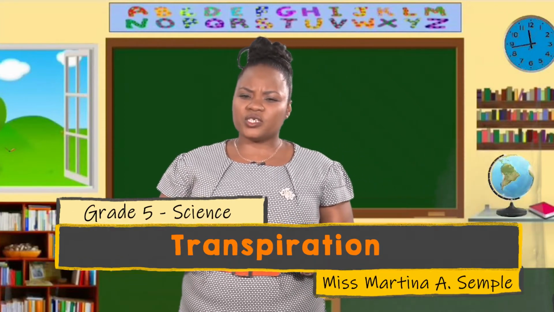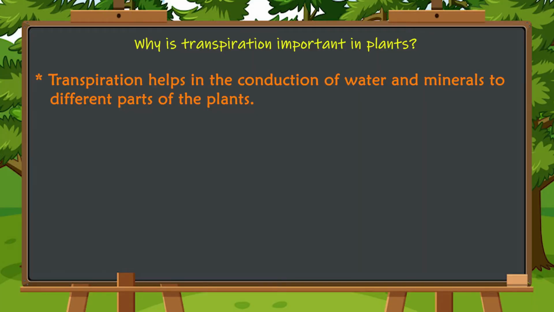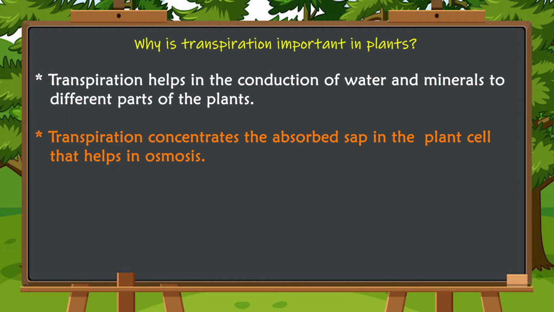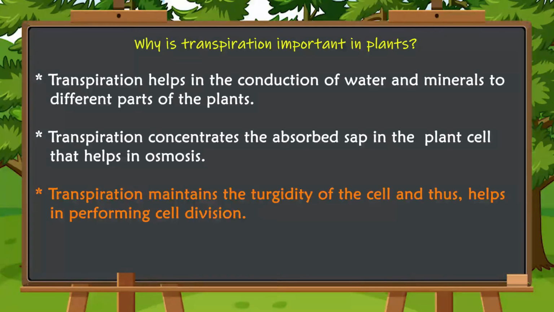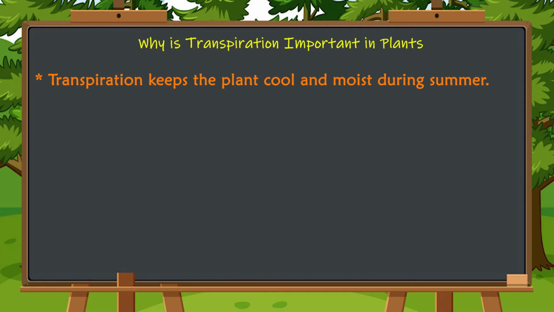Now, why is transpiration important in plants? Helping in the conduction of water and minerals to different parts of the plant. Concentrating the absorbed sap in the plant cells, which helps in osmosis. Maintaining the turgidity of the cell and thus helping in cell division. Also helping in the growth of the plant. Keeping the plant cool and moist during summer.